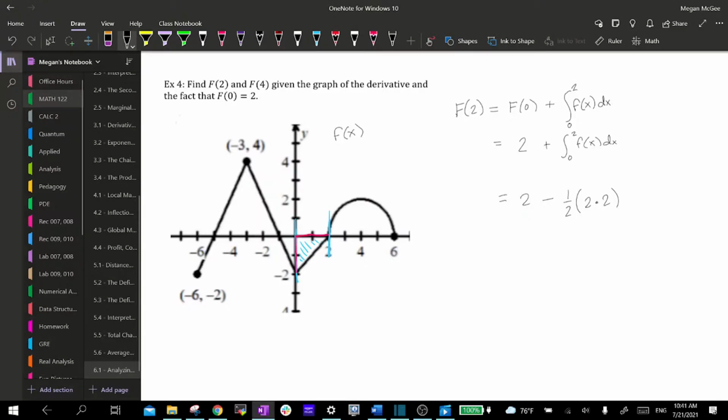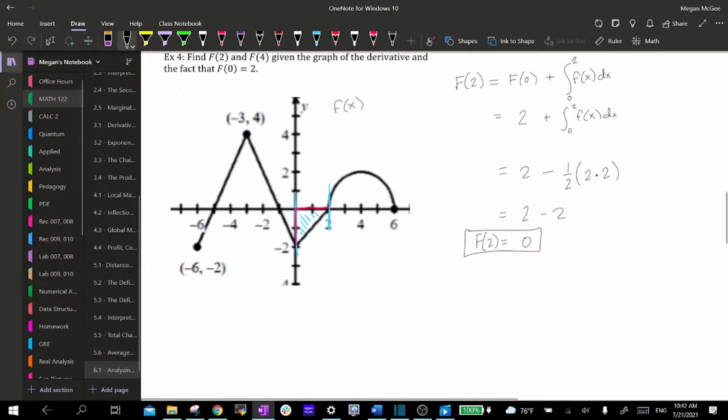Okay? So 1/2 of 2 times 2, well, that's 1/2 of 4, which is 2. So we get 2 minus 2 equals 0. All right, so capital F of 2 equals 0. Next, we're supposed to find capital F of 4.